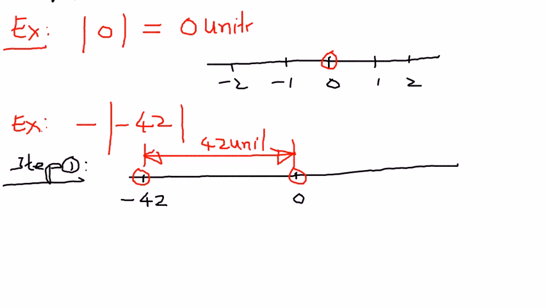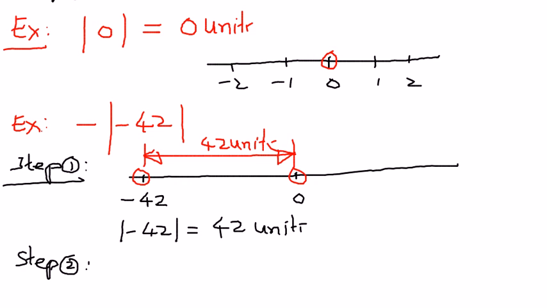It is 42 units, and therefore the absolute value of negative 42 is 42 units. And therefore, we're going to put all of this together and say the negative of the absolute value of negative 42 is negative 42 units. Negative 42 units. And that is where we want to leave it. That is our answer.